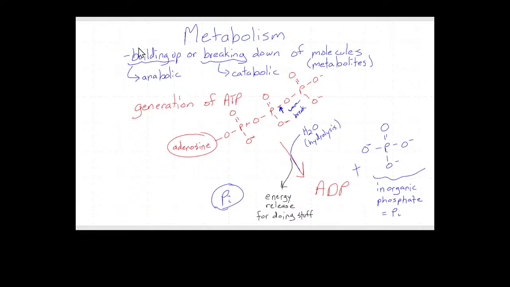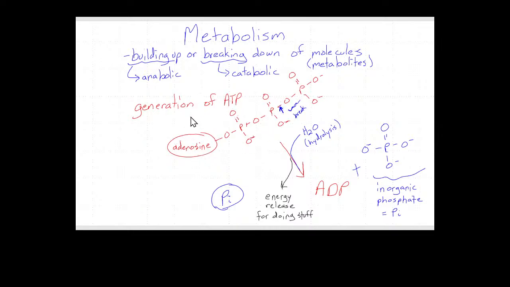Metabolism can either be breaking down or building up of molecules. Building up is anabolic, and you need to put energy into the system. One energy source would be a molecule called ATP. Or you might break down molecules; those are called catabolic pathways. And when I say molecules, I might also say metabolites. The different molecules that you find within a metabolic pathway could be called metabolites.